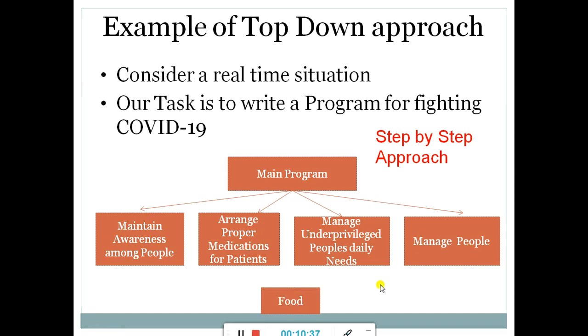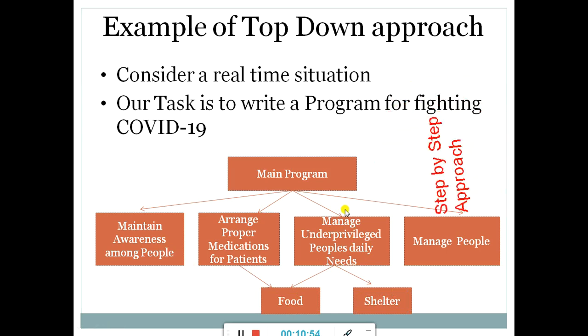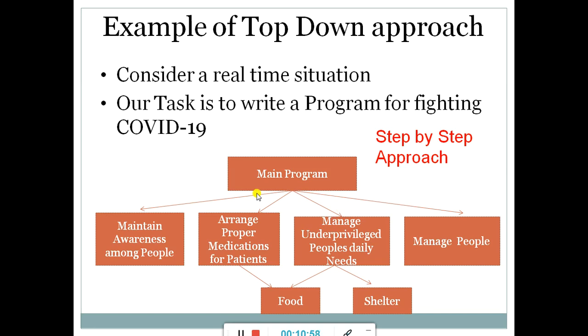Now it might happen that a particular function might need a sub function. For example, managing underprivileged people's daily needs is food and shelter, so managing their food and shelter. This type of approach is nothing but a step by step approach, which is an example of a top down approach.